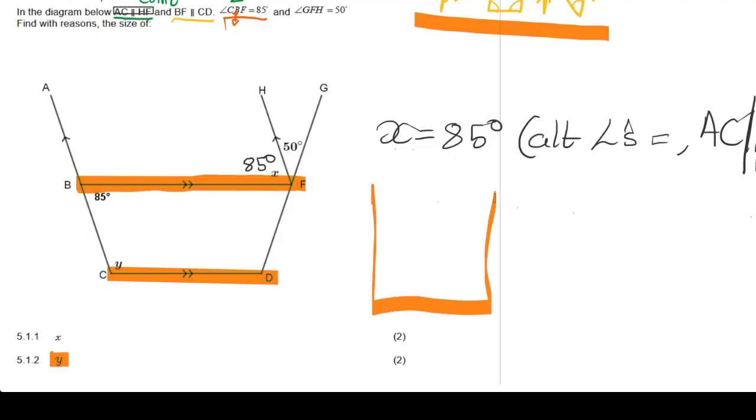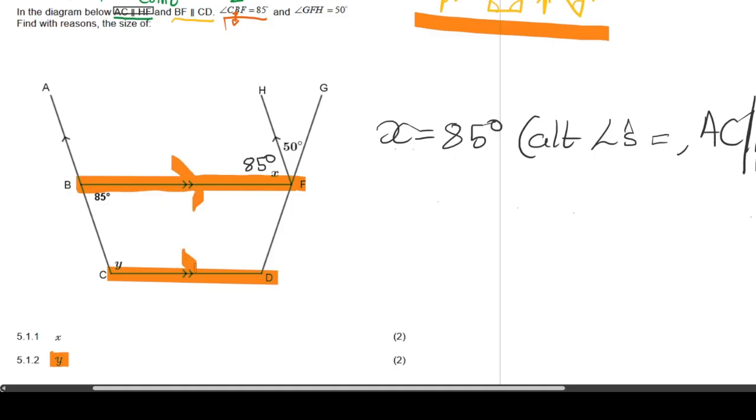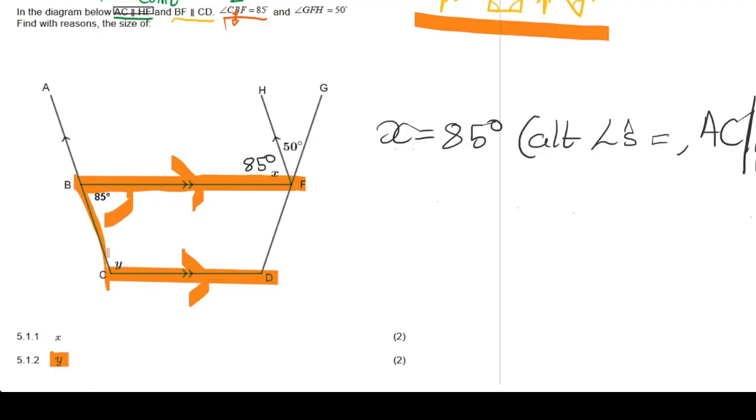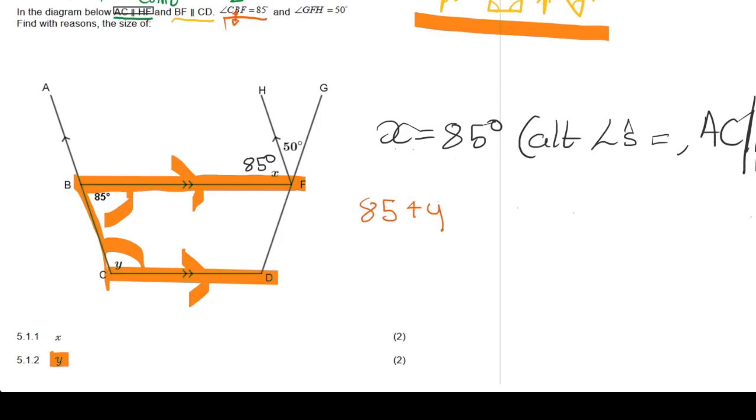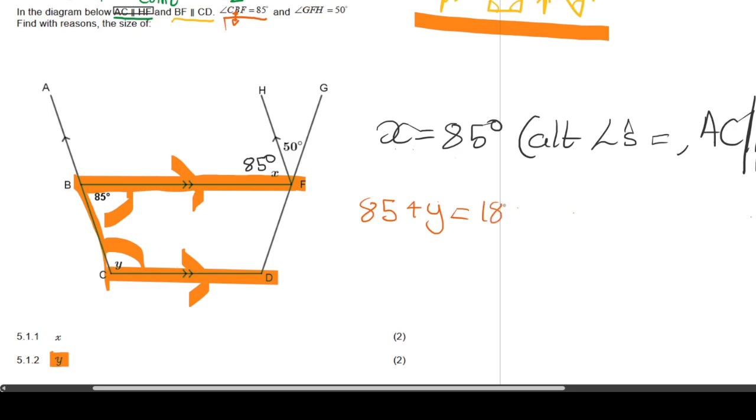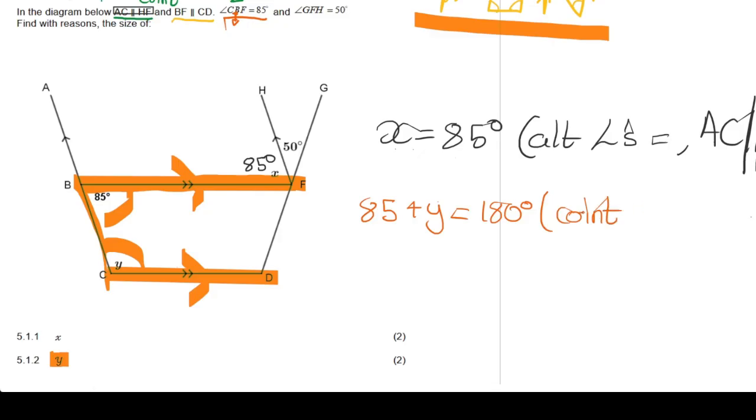Let's see, a U, this one and this one have to be parallel, right? Which is the case here. This and this are parallel. So let's make a U. Let's see, that and that, right? Which means 85 plus y is equal to 180 degrees. Why? Because of co-interior angles. Co-interior angles are supplementary.